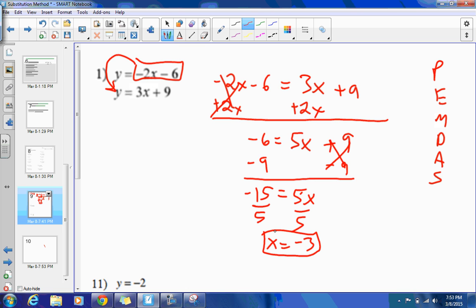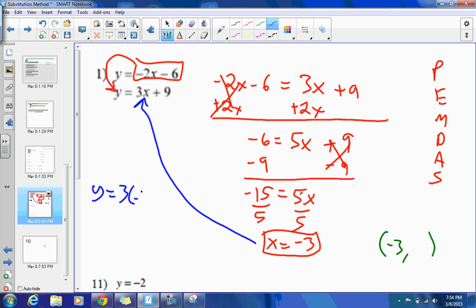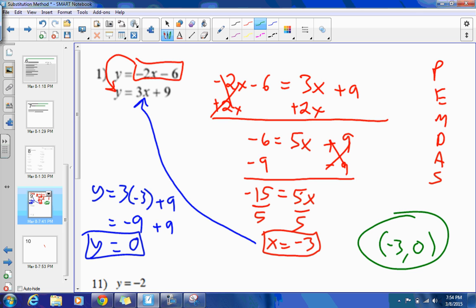So we have our x term, but for our answer, we need to have an ordered pair. We have an x, negative 3, and we have to figure out what that y is. So we're going to plug this negative 3 back in for either equation. It does not matter which equation. Just plug it back in for one of the x's. So you have y equals 3 times negative 3 plus 9, which is negative 9 plus 9, which is equal to 0. So y equals 0 here, and our solution to this equation is (negative 3, 0).